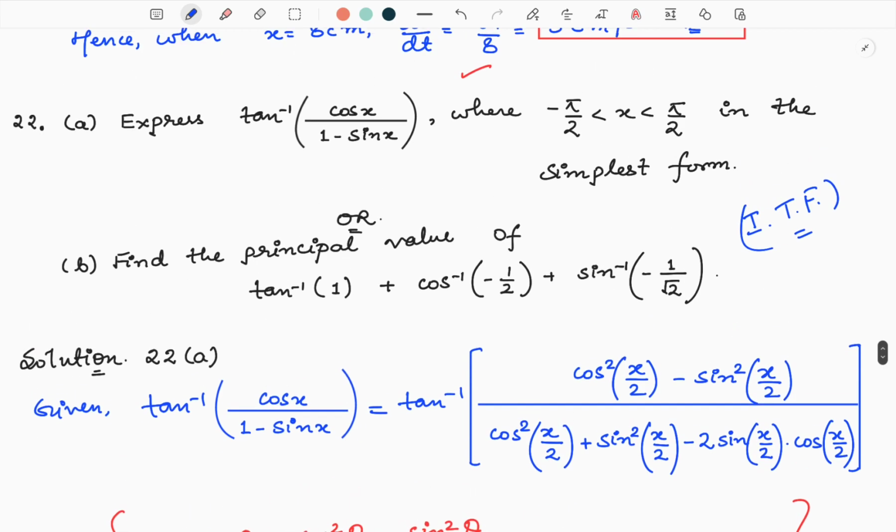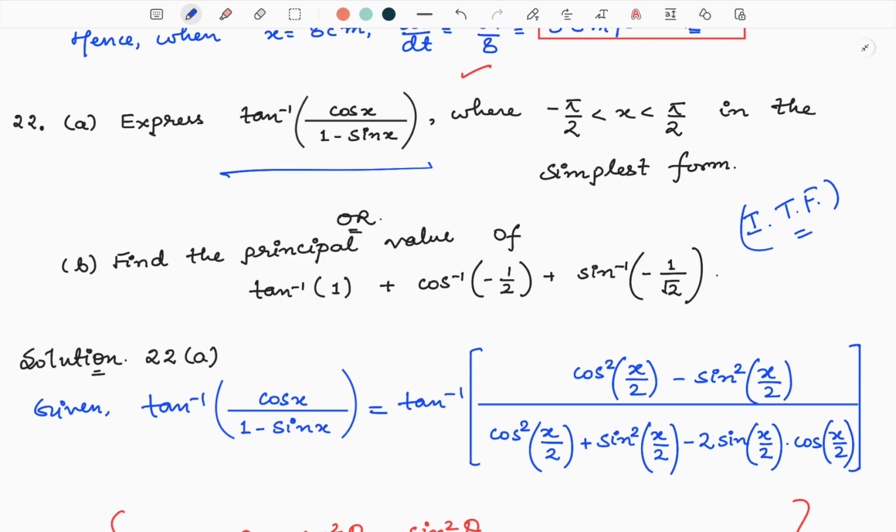So part A is saying that you have to express tan inverse of cos x upon 1 minus sin x in the simplest form. You have to very carefully look at the inequality given here. The inequality is that minus pi by 2 is less than x, and x is less than pi by 2. Why is this given? Because when you have to at last cancel tan inverse with tan, that cancellation is only possible when we are in the principal value branch of tan inverse. Otherwise, if you cancel that without taking x in its principal branch, that's not possible, and you won't get full marks.